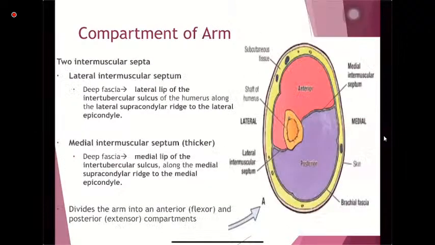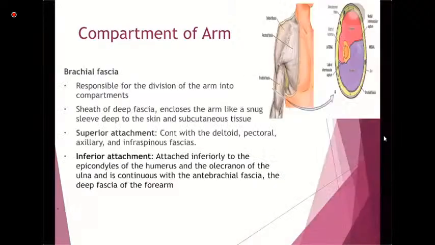Now we need to talk about the compartments of the arm. The arm is quite a big area. The organization of the arm is that you can divide it into an anterior compartment and a posterior compartment. How is this done? The arm is enclosed in a sheath known as the fascia, the brachial fascia. This brachial fascia encapsulates your arm really snugly, and you have the skin and the subcutaneous tissue superficial to it.